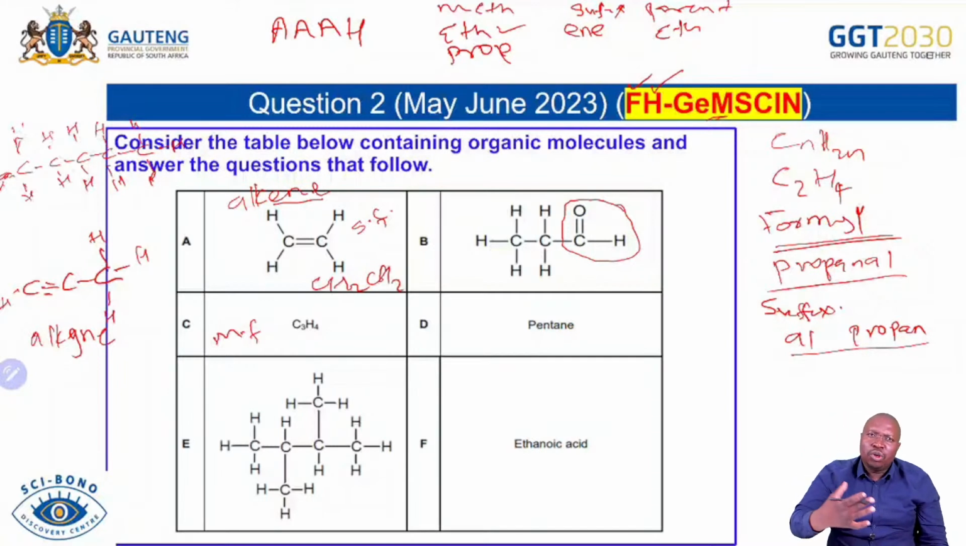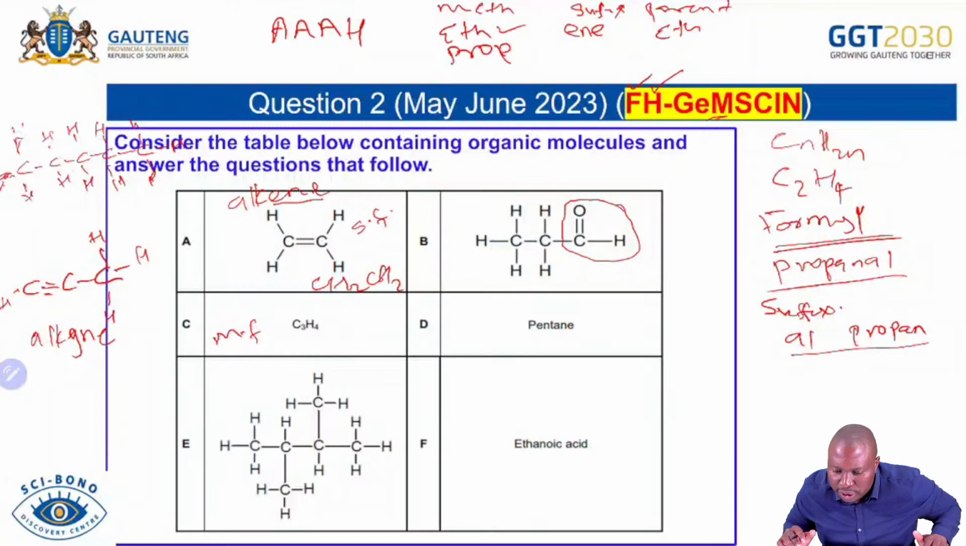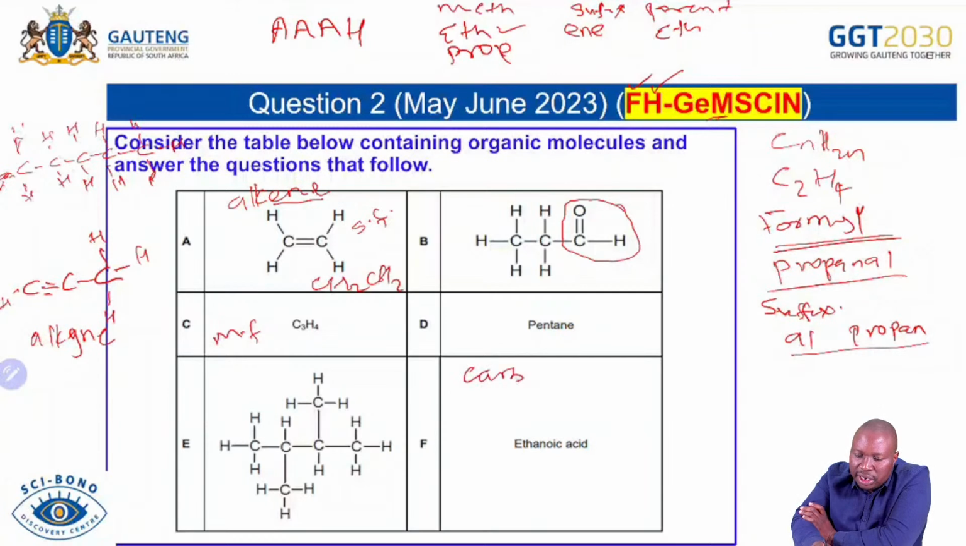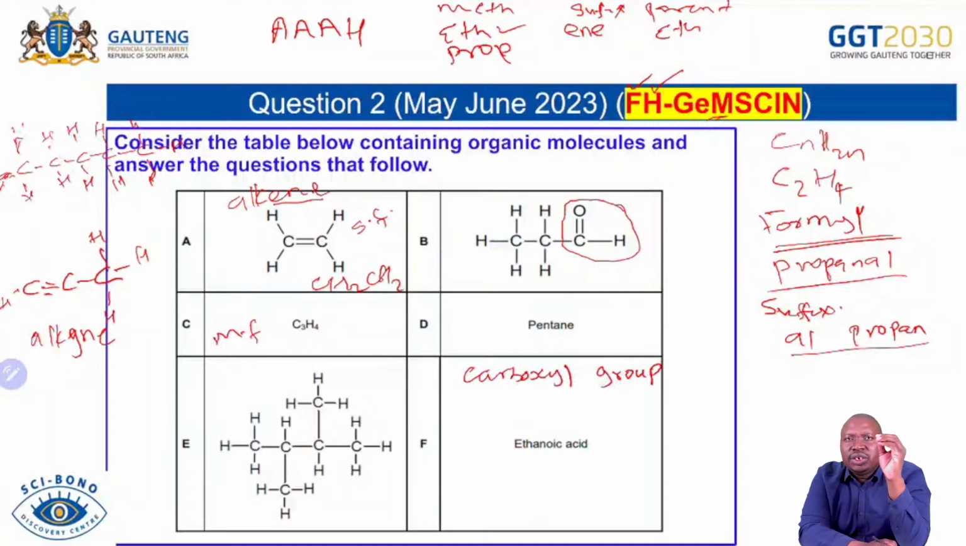When we've given you a molecular formula, draw it, because it becomes much clearer when you have drawn the structure. You can see for number F, we are given ethanoic acid. So ethanoic acid, you will know that the functional group there is the carboxyl group, not carboxylic group, but carboxyl group. So I'm emphasizing the importance of you understanding the functional group.